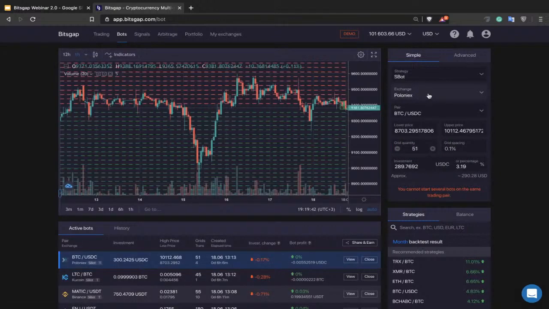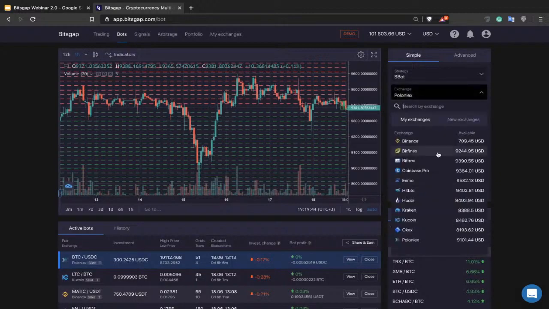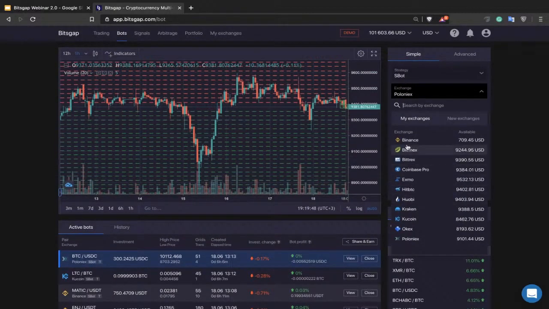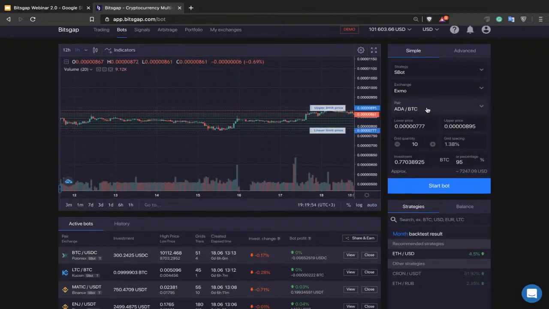So here I have also an option to change the exchange, and here, as I'm trading in demo mode, I have a list of exchanges with virtual money, and I can switch to, let's say, Exmo. I'm trading on Exmo, as simple as that.